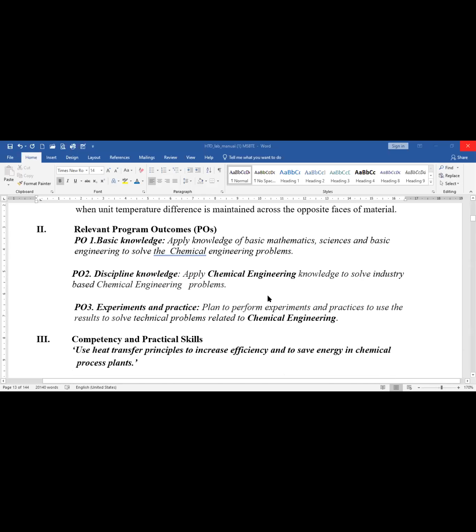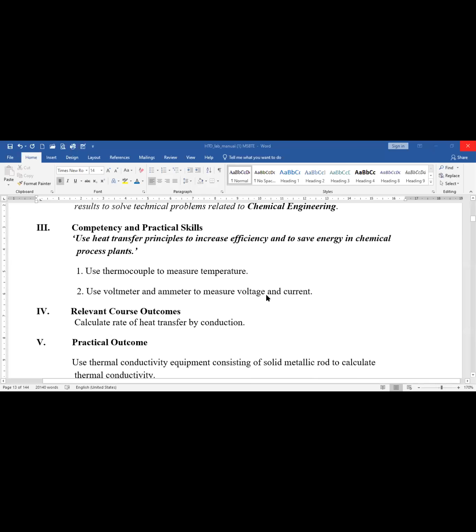The POs, that is program outcomes, for this experiment are the basic knowledge. We have to apply basic mathematics, science and engineering skills as far as chemical engineering is involved. Then we have to apply discipline knowledge from the chemical engineering point of view, and perform the task related to that experiment. Competency and practical skills: use heat transfer principles to increase the efficiency of the apparatus to save energy in a chemical process plant.